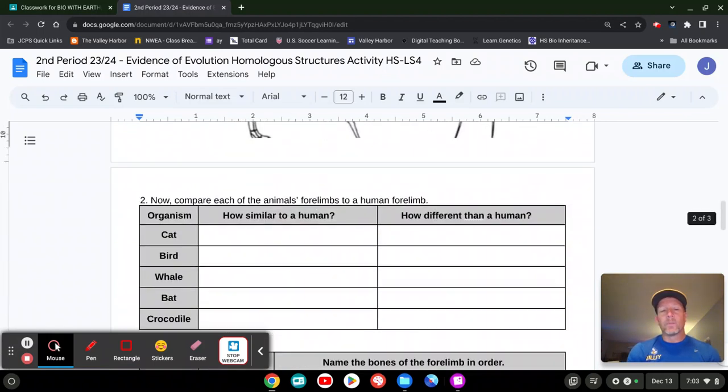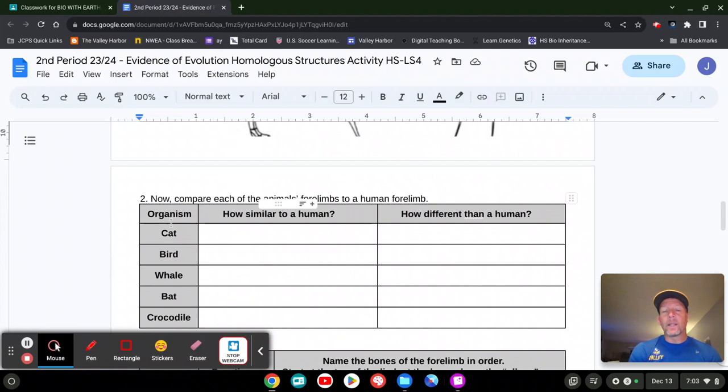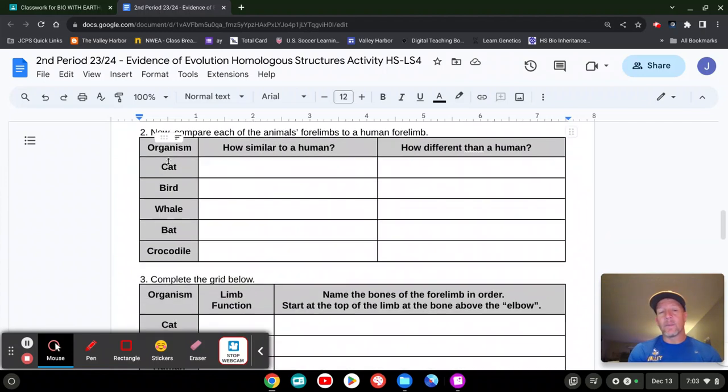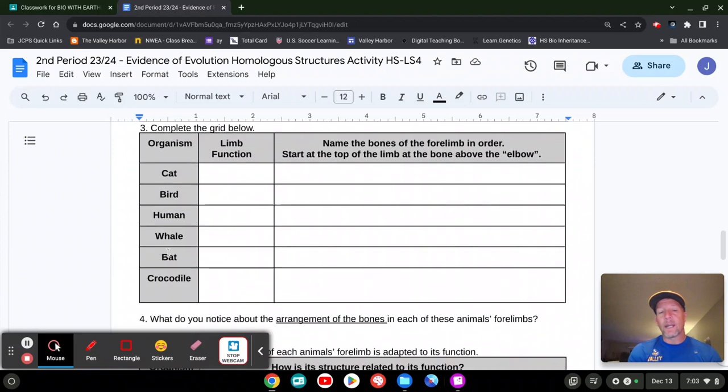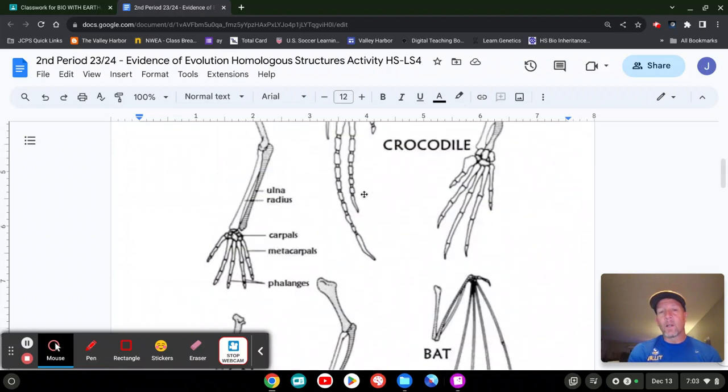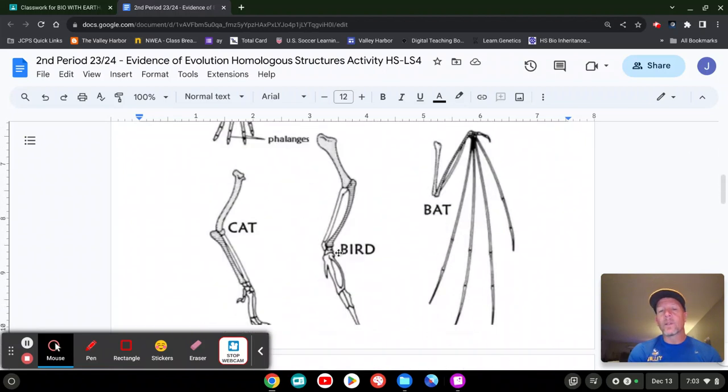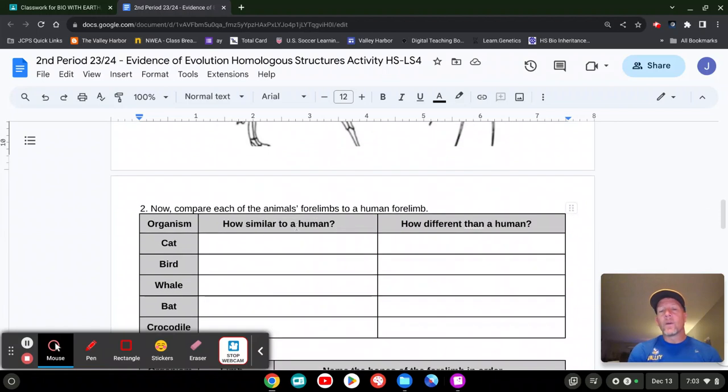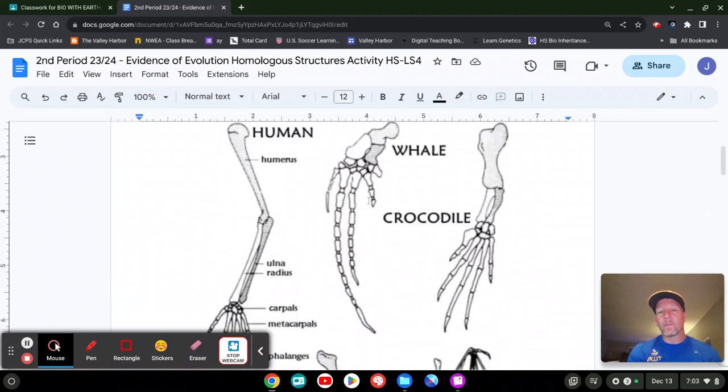But the way that you're going to complete this is you're going to compare each of them as we did in class, right? You have a cat, bird, whale, bat, crocodile for each of these. You have all of those listed up here as well. You're going to compare them. So they want to know how it's similar to the human, right? So here is the human. How is the whale, the crocodile, and all the other ones similar?